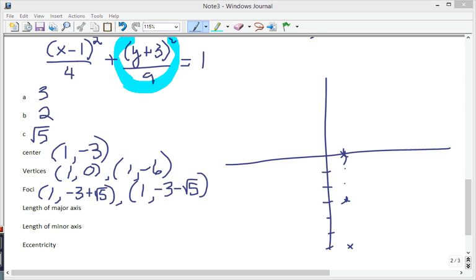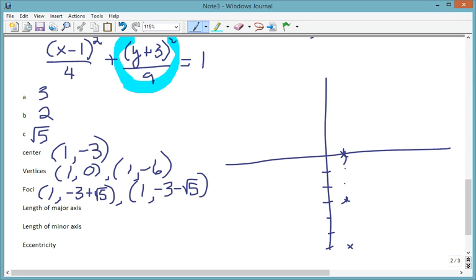Finish our graph here. We'll come from the center over to get our b. There's my graph, right? My major axis is the up and down. It's with a, so the length of the major axis is 6. The length of the minor axis is 4. Not -4, just 4. And the eccentricity is going to be square root of 5 over 3. Nothing else that we can really do with that.